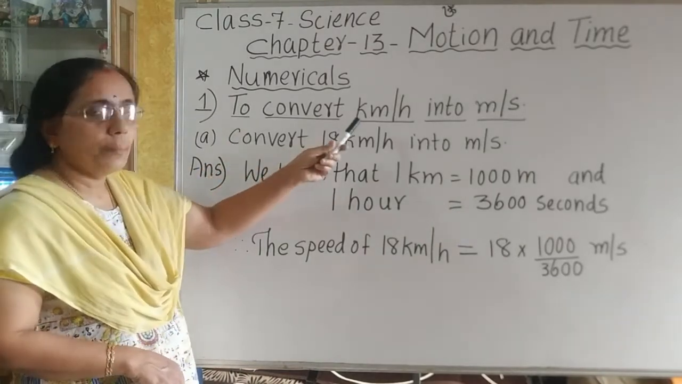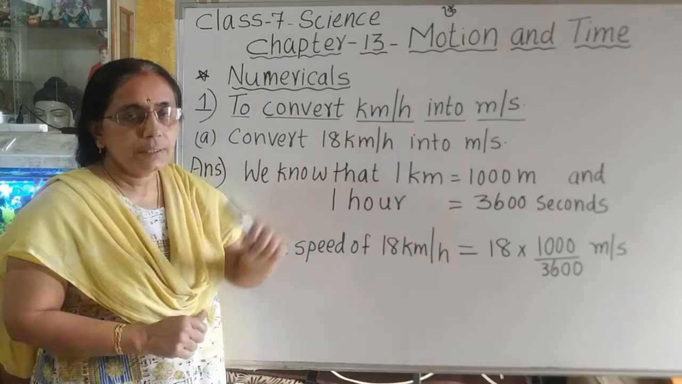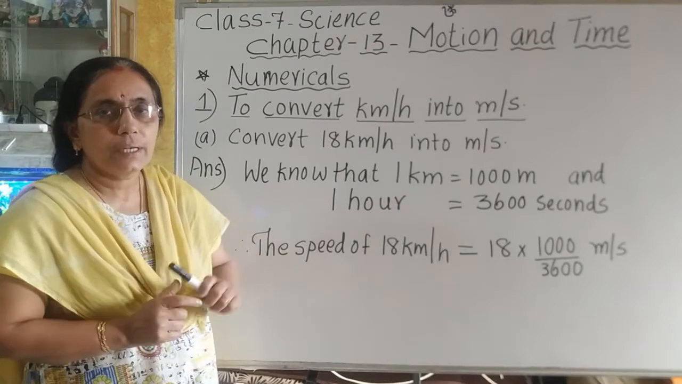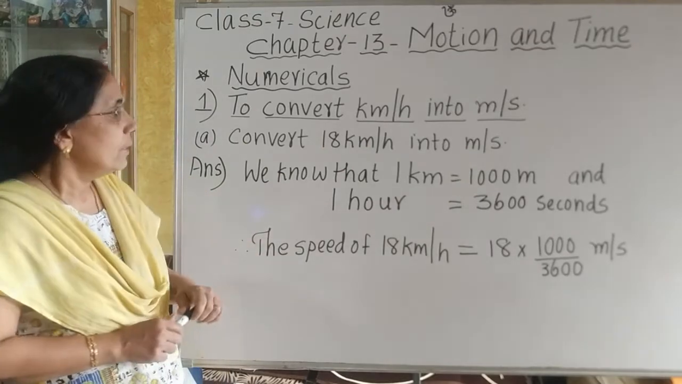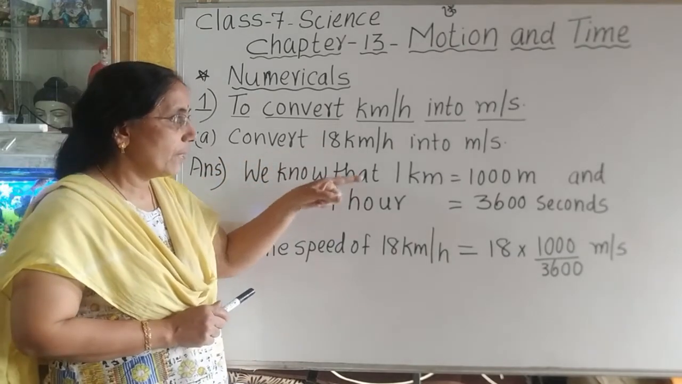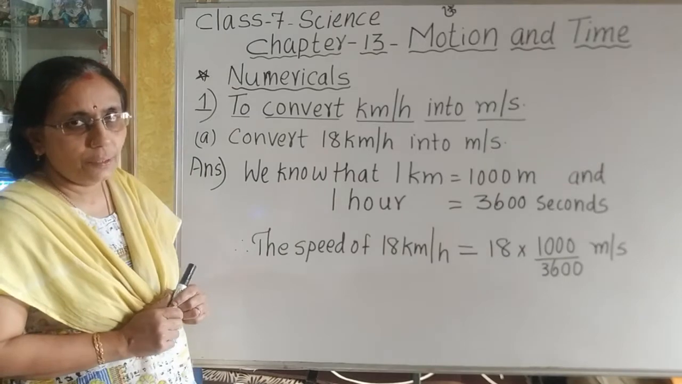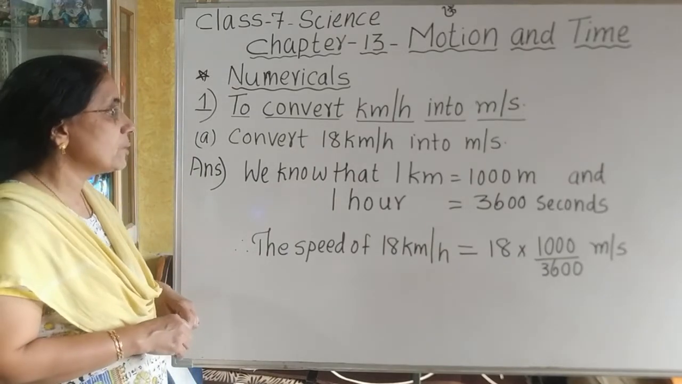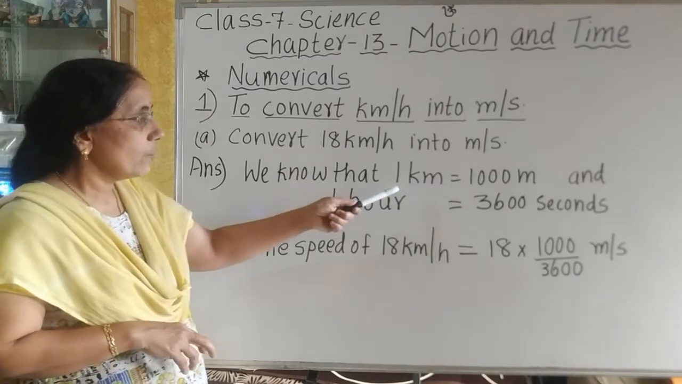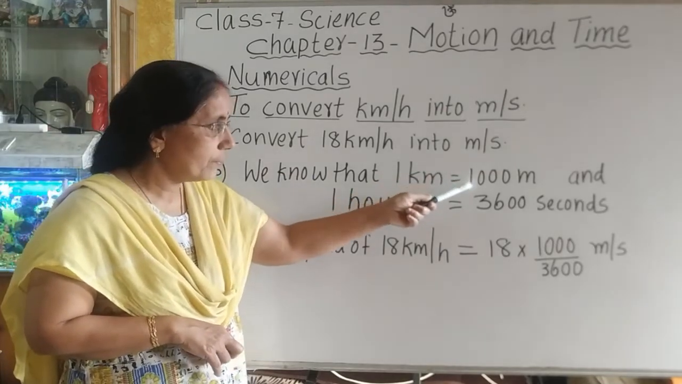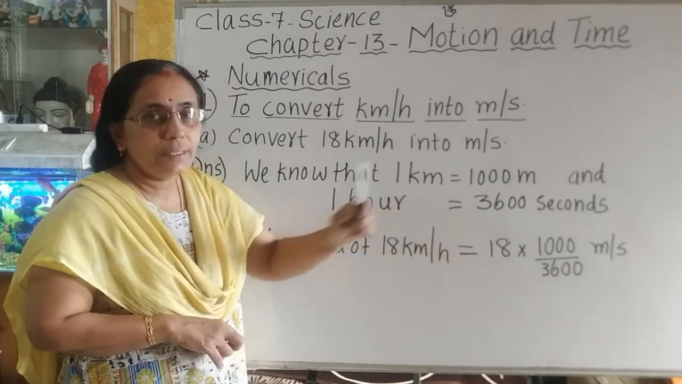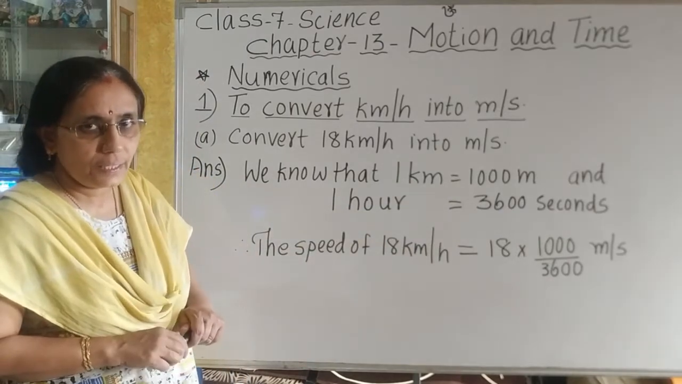To convert kilometer per hour into meter per second. You know that kilometer per hour and meter per second both are units of speed. Now, the first question is to convert 18 km per hour into meter per second. So, what is the given speed? The given speed is 18 km per hour. And also we know that 1 kilometer is equal to 1000 meters and 1 hour is equal to 3600 seconds.